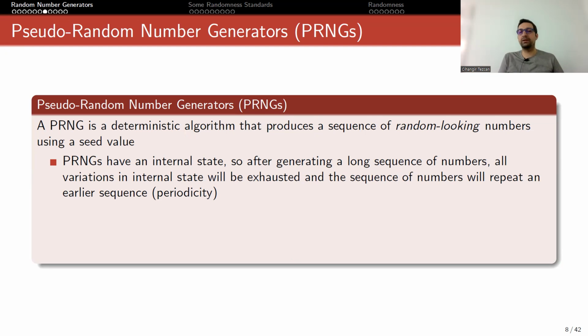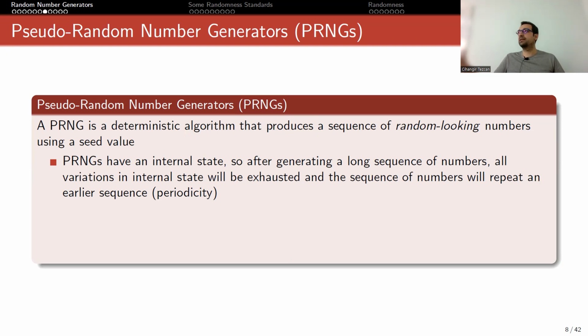After generating a long sequence of numbers, all variations in internal state will be exhausted, and the sequence of numbers will repeat an earlier sequence, because it doesn't have infinite memory, right? It has a finite internal state. So after some point on, it will repeat itself. But of course, this can be really huge.